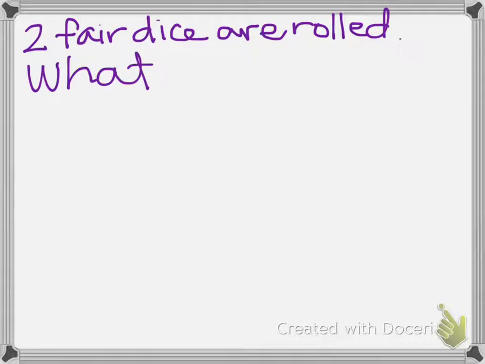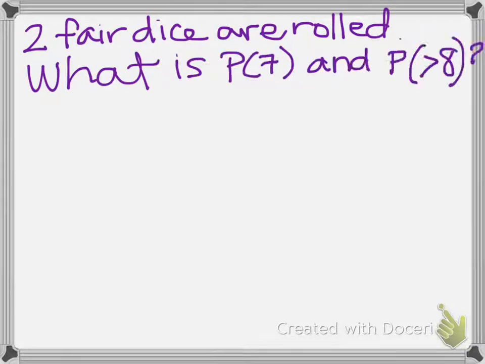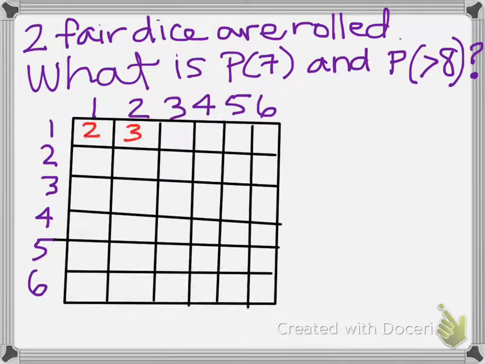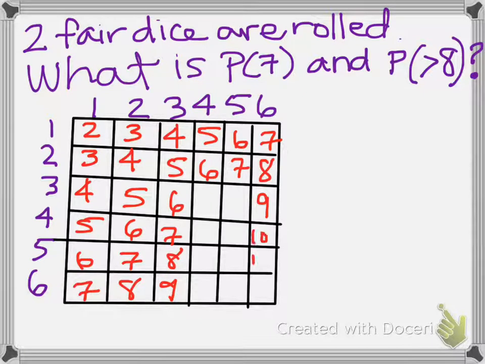Okay, now you have 2 fair dice that are rolled. What's the probability that you get a 7? And what's the probability that you get something greater than 8? The easiest way to do a problem like this is to set out a table. So set up a table with both possibilities where you have one die going down and then you have another die going in the other direction.